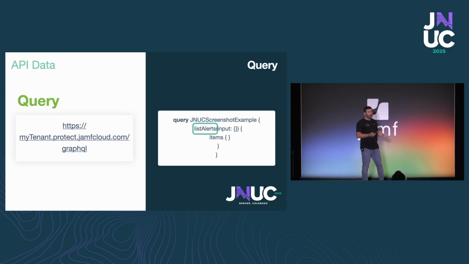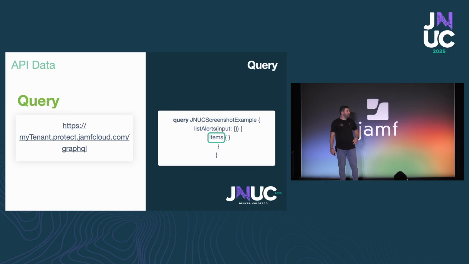We're telling it the type that we want. So we're saying, hey, I want to list alerts. And then lastly, at the bottom here, under our items, we put our fields that we want returned. So no pressure, but does anyone have any idea what that might return right now based on what we've been talking about so far?